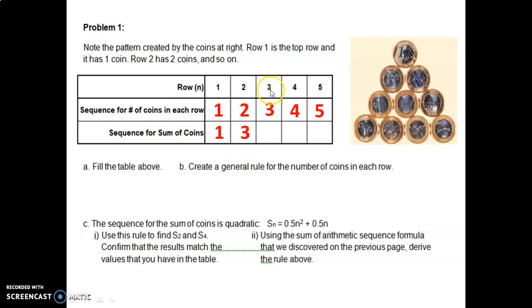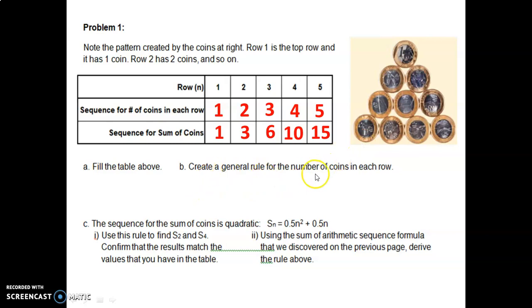The sum after 3 rows is 6 because we had 3 and we added 3 more. The sum after 4 rows, 10 because we had 6, we added 4 more. And then 15. So that is the sum of that. This 10 here should match how many coins we have here in total because that's 4 rows and we're doing a sum. And that's right, 10 does match that. So the table is filled.